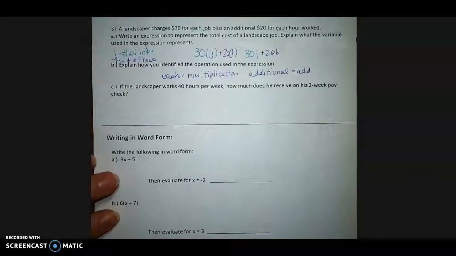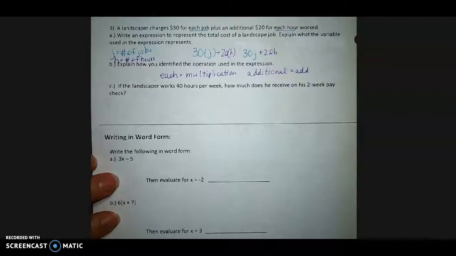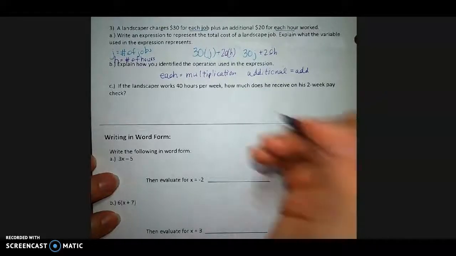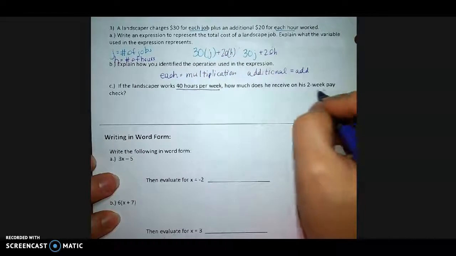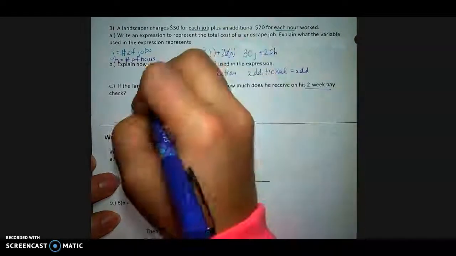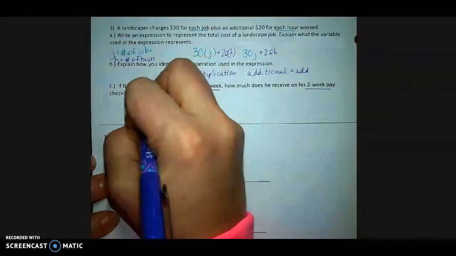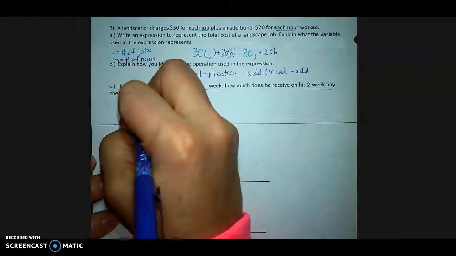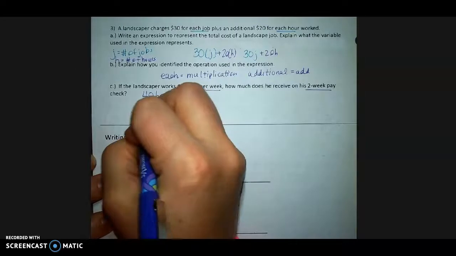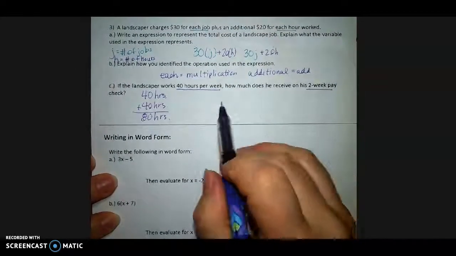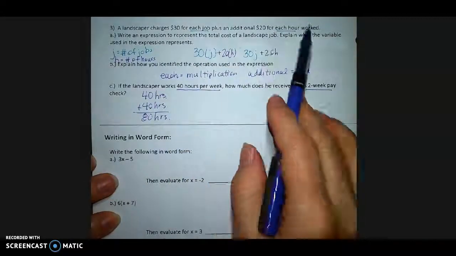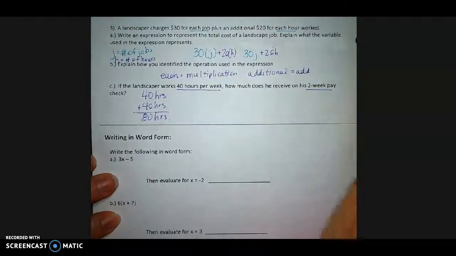So it says if the landscaper worked 40 hours per week, how much does he receive on his 2-week paycheck? So they've gotten a couple things in here. It's 40 hours per week, but we're doing this for 2 weeks. So there's 40 hours for the first week, but there's also going to be 40 hours for the second week. So we have a total of 80 hours that we're evaluating this for. Now they don't tell us how many jobs that he did. So you can look at this two different ways.